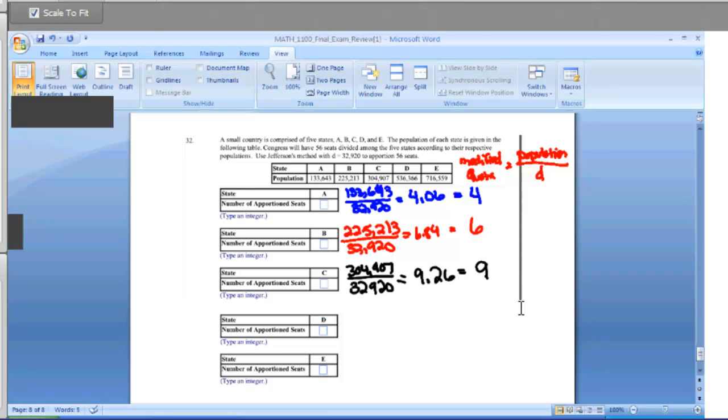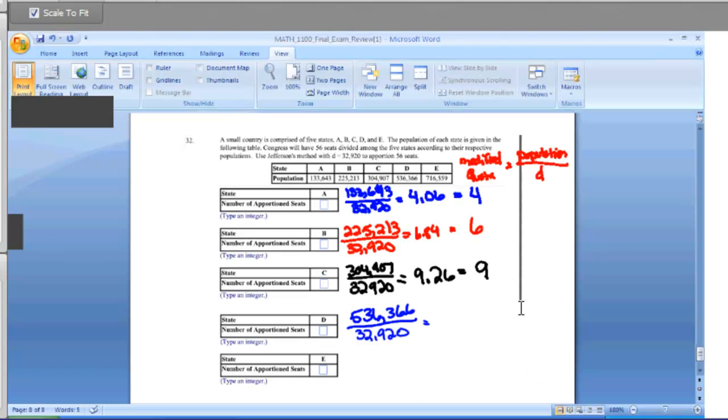For D, the 536,366 for the population, divide by D, or the 32,920. That's going to give us 16.29, which, again, just 16, so we're dropping off the decimal portion. And for state E, the 716,559 divided by 32,920. That gives us 21.77, or 21.